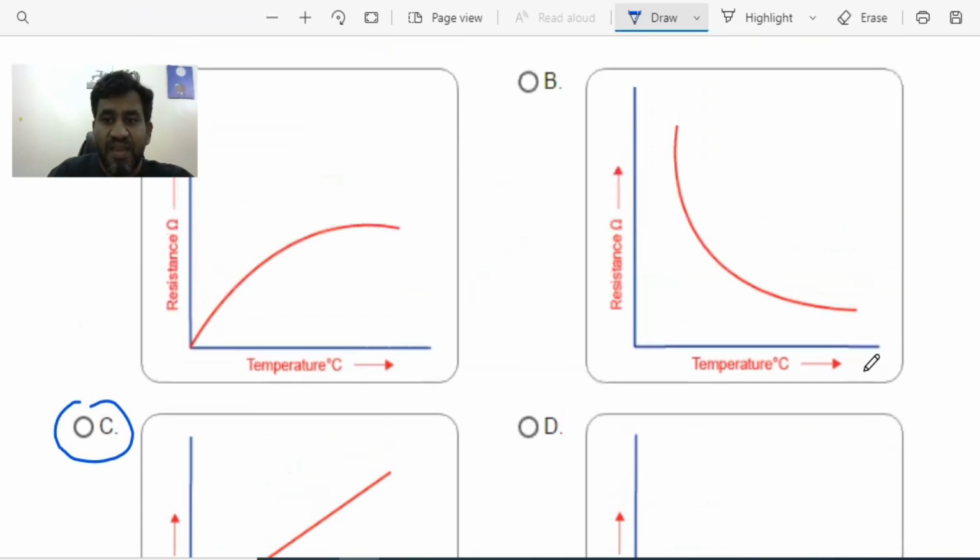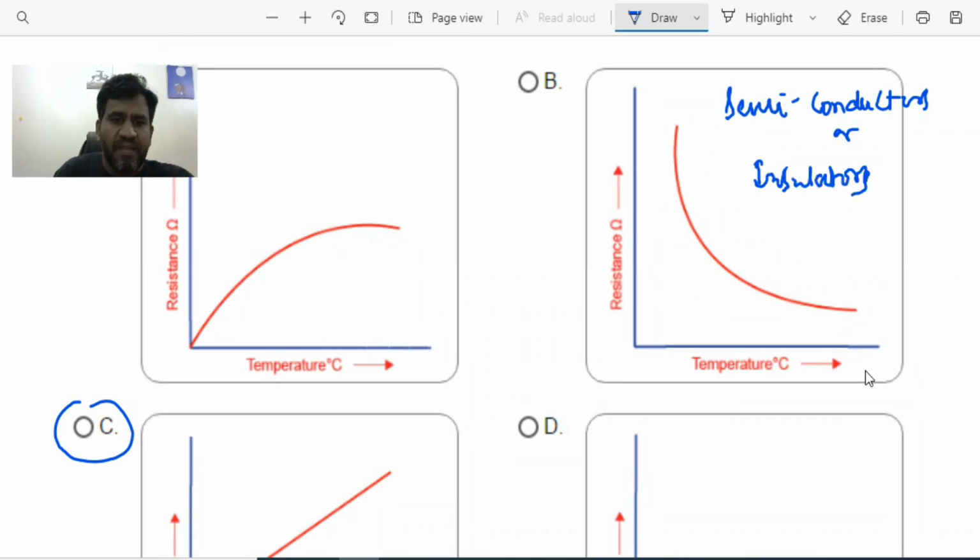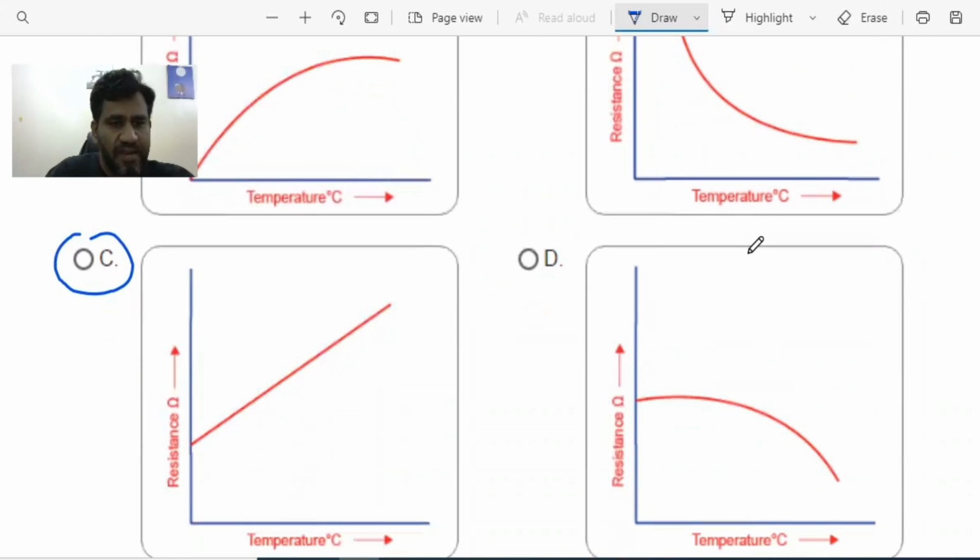So what is B actually representing? B is the relation between the temperature and the resistance for the semiconductors or insulators, right? This is the relation it's representing. And A and D do not match, so definitely C is the right answer. That's how we answer the question.